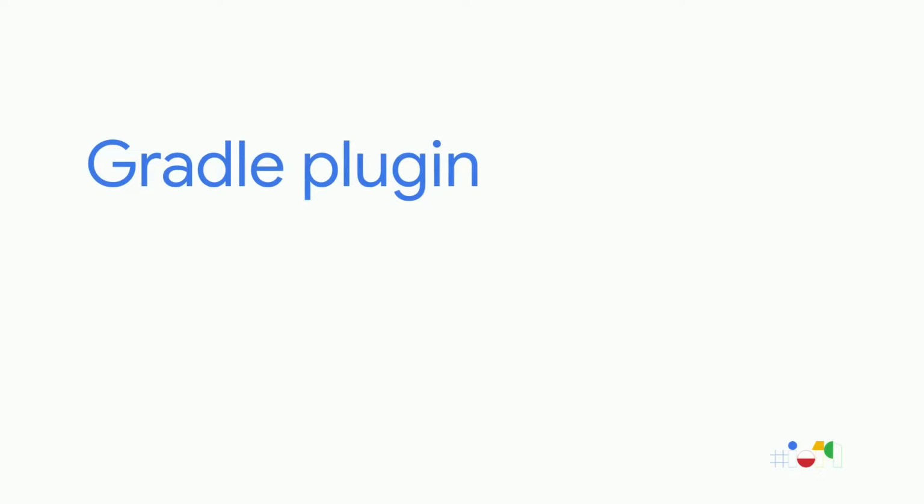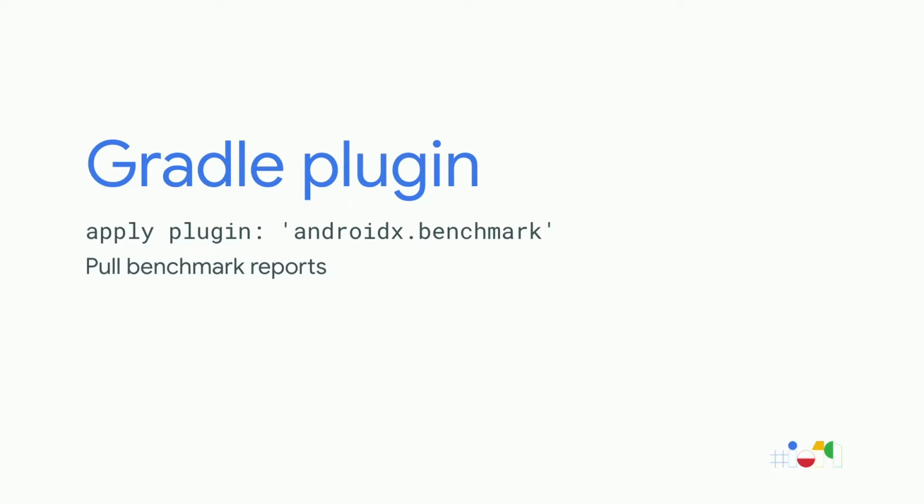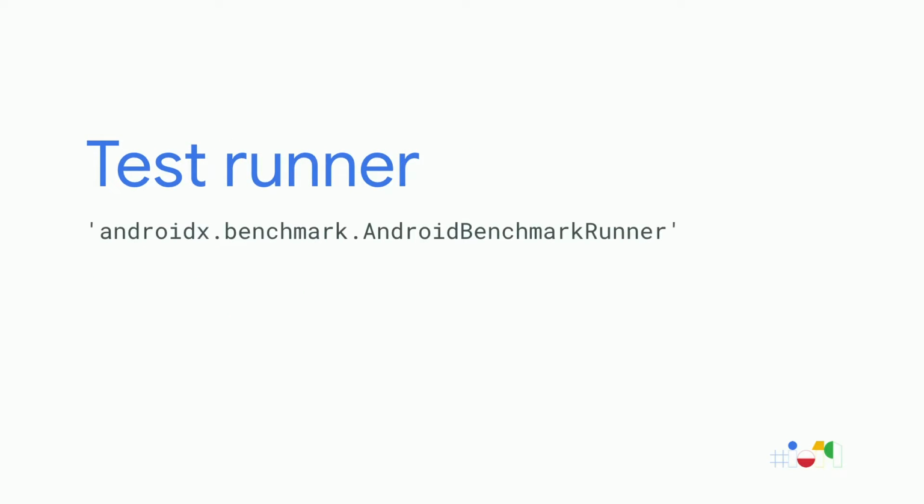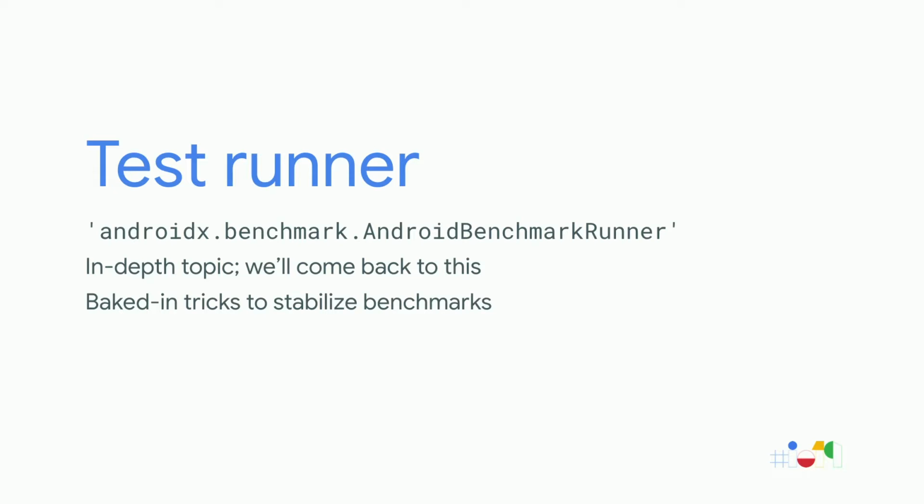So let's talk about the Gradle plugin. So that's this line you saw before, the apply plugin line. It's going to help you pull your benchmark reports when you run gradlew connectedAndroidTest, or connectedCheck for CI. And we've also got some Gradle tasks for CPU clock stability in there as well. The test runner, that's the Android benchmark runner. It's kind of an in-depth topic, so we'll talk more about that later. But suffice it to say, it's got a lot of baked-in tricks to stabilize your benchmarks.